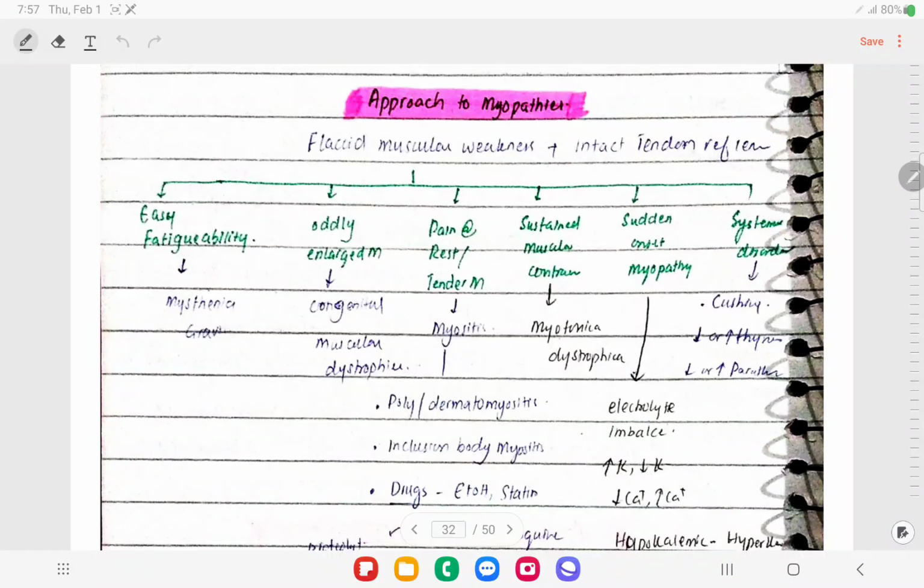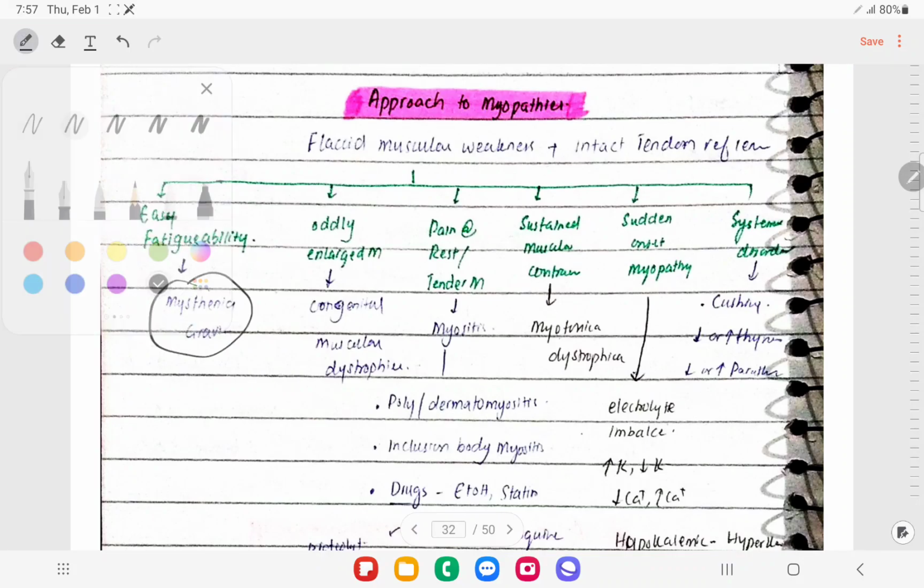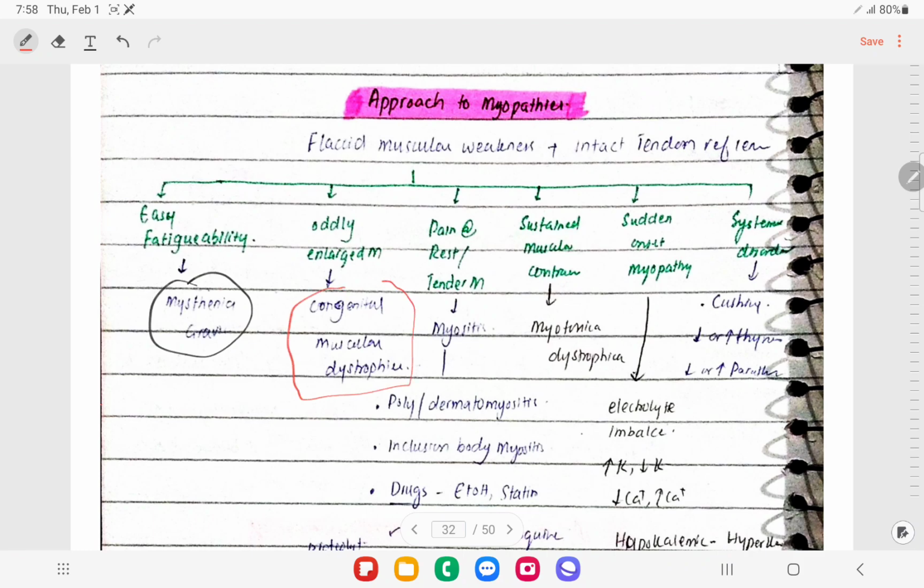So I have talked about myopathies. In that I have gone through myasthenia gravis, where the patient is going to come with easy fatigability. And if we talk about oddly enlarged muscles, we're going to think that the patient is having congenital muscular dystrophy. So I have gone through Becker's muscular dystrophy, Duchenne muscular dystrophy and facioscapulohumeral muscular dystrophy, right?